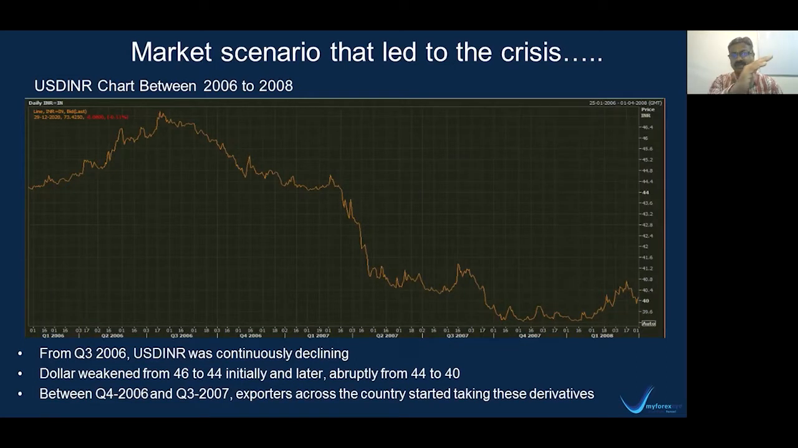So there was a very swift movement of dollar INR between quarter 4 2006 and quarter 3 2007. From 46-47, rupee gained to 40-41, a substantial 12-13% appreciation. It was during this period of quarter 4 2006 to quarter 3 2007 that exporters actually started taking these derivatives.